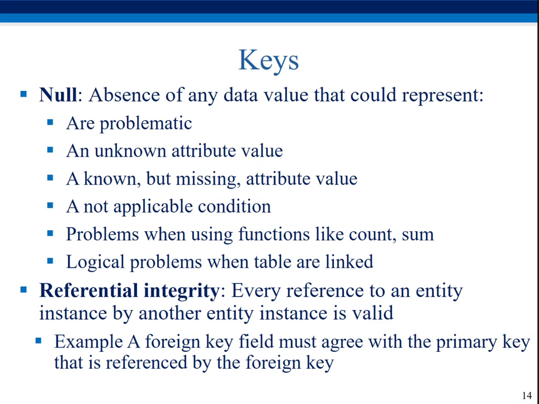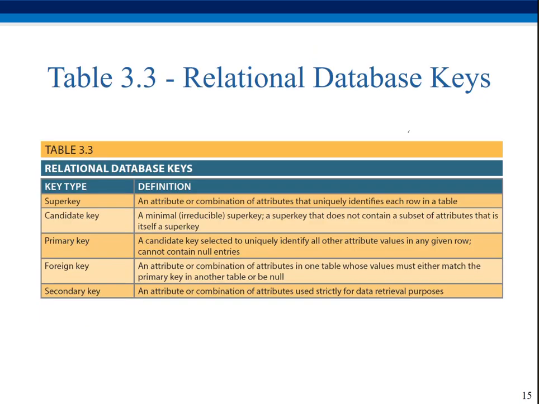Referential integrity: every reference of an entity instance by another entity instance is valid. So you're going to have two different tables. If you have a customer ID in one table, it needs to refer to a customer ID in another table. When you did your relationship in Access, one of the options was referential integrity. And if it did not work out properly, it would not let you do that.